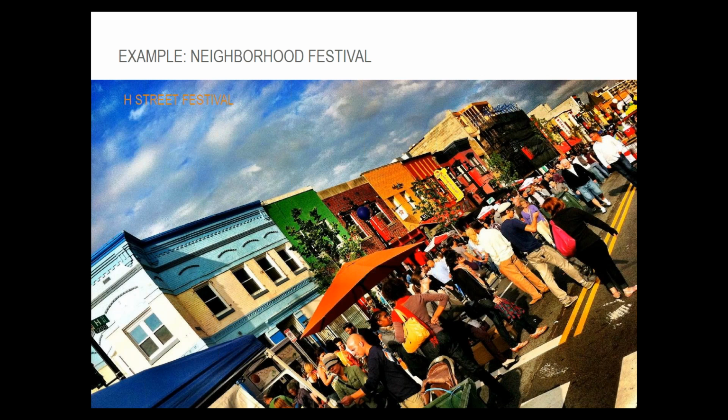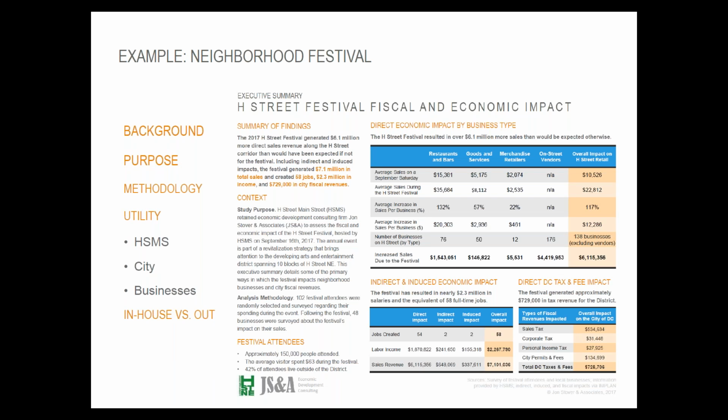During the festival, we surveyed attendees to understand where they're coming from, how much money they're spending, and where they're spending their money. And then afterwards, we surveyed the businesses to understand how much money they normally make at this time of day on a Saturday evening, and how much they make during the festival. We did that for a number of different types of retailers, and we found that restaurants and bars normally along the corridor make $15,000, and during the festival make $35,000 on average, for a 132% increase. Neighborhood goods and services typically made about $5,000 on a September Saturday, and made a little over $8,000, a 57% increase. And then merchandise retailers make on the average Saturday a little over $2,000 and made $2,500, about a 22% increase.